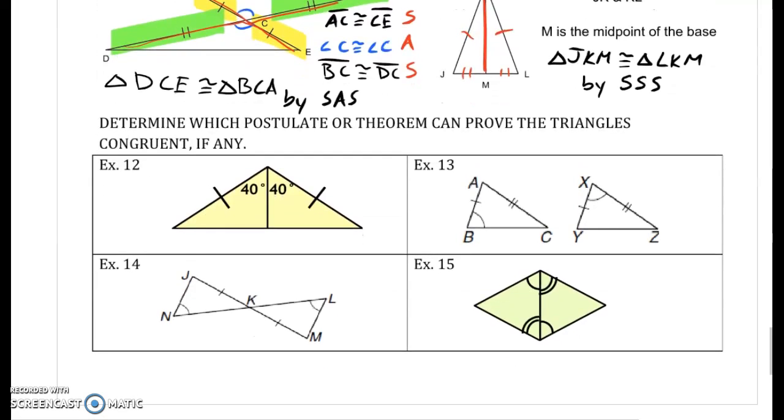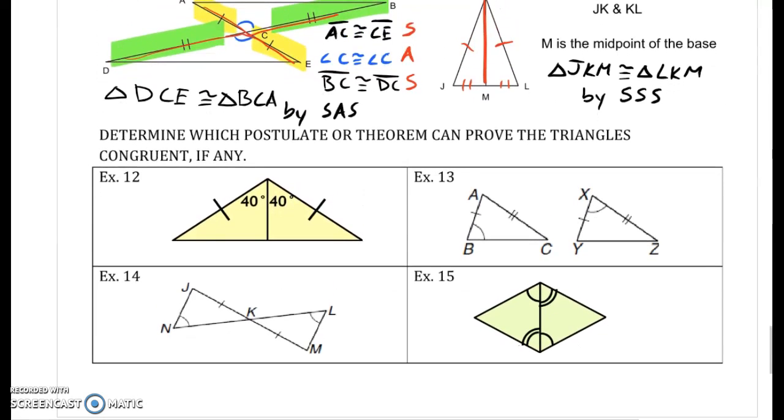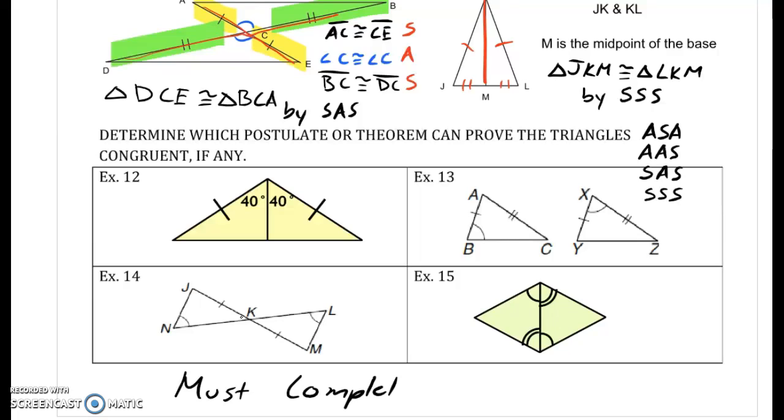So for these last 4 examples, we've learned different terms. We've learned angle, side, angle; angle, angle, side; side, angle, side; and side, side, side. Your job is to complete these 4 when I check notes. Must complete. That is it. We'll be talking about these tomorrow.